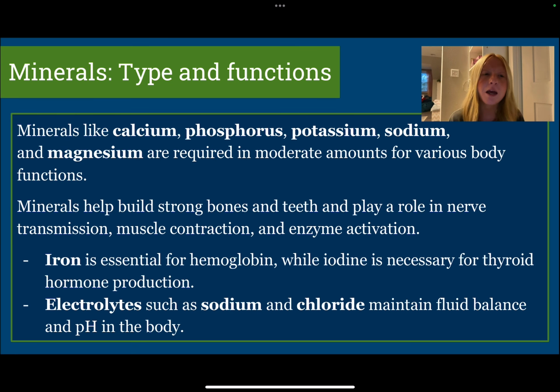Minerals. Minerals include calcium, phosphorus, potassium, sodium, and magnesium, and they are required in moderate amounts for the body to function. They help build strong bones and teeth, and they play a role in nerve transmission, muscle contraction, and enzyme activation. Iron is essential for hemoglobin, while iodine is necessary for thyroid hormone production. Electrolytes like sodium and chloride maintain fluid balance and help maintain the pH in the body.